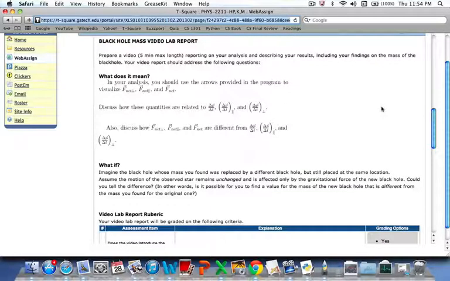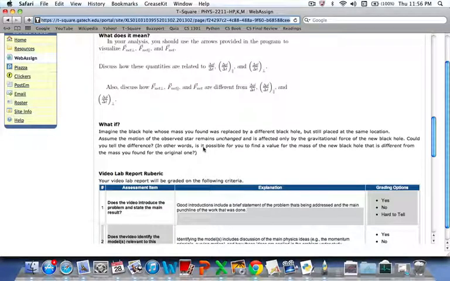Another thing to keep in mind for the what does it mean question is that the force is what actually causes the object to move. So FNet, or a force, is what makes delta p over delta t have a value. For the what if question, the answer is actually no, because since the mass of the black hole is different, the gravitational force that affects the star is different. So that means the acceleration is different, which means that the momentum is actually different.